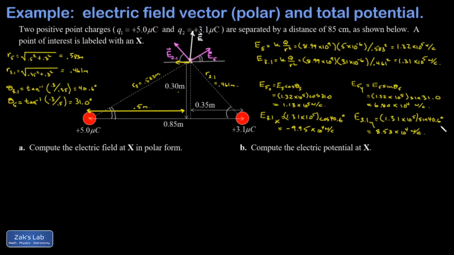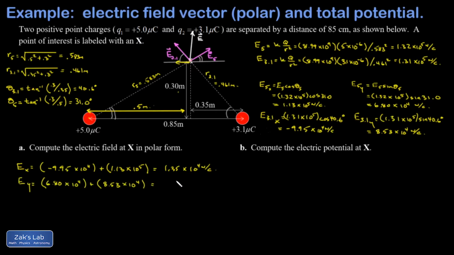Okay, finally, we add up the x components to get the total x component. And I'm going to call this EX. Remember, one of those was negative. When I crunch those numbers, I get 1.35 times 10 to the 4th newtons per coulomb. So the net points to the right, but it's rather small compared to the y part. When I add up the y components, I get 1.53 times 10 to the 5th newtons per coulomb.